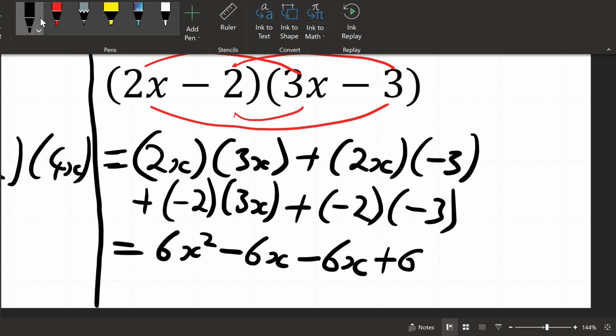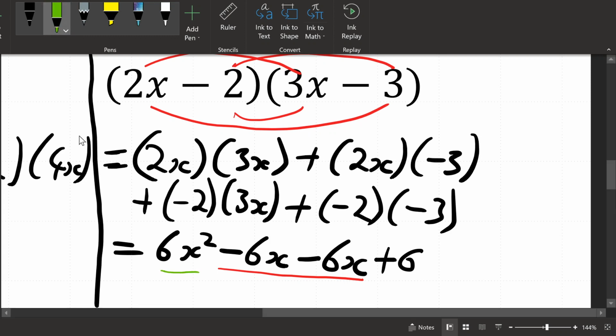Okay? Now, grouping those together, the x's go together. The x squared will stay by itself. And the constant, the value without the variable, will stay by itself.